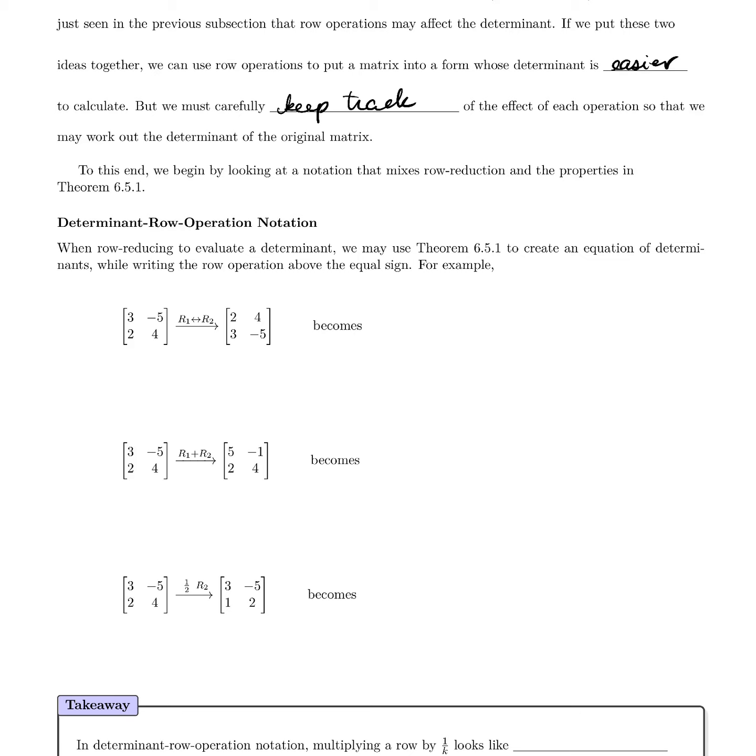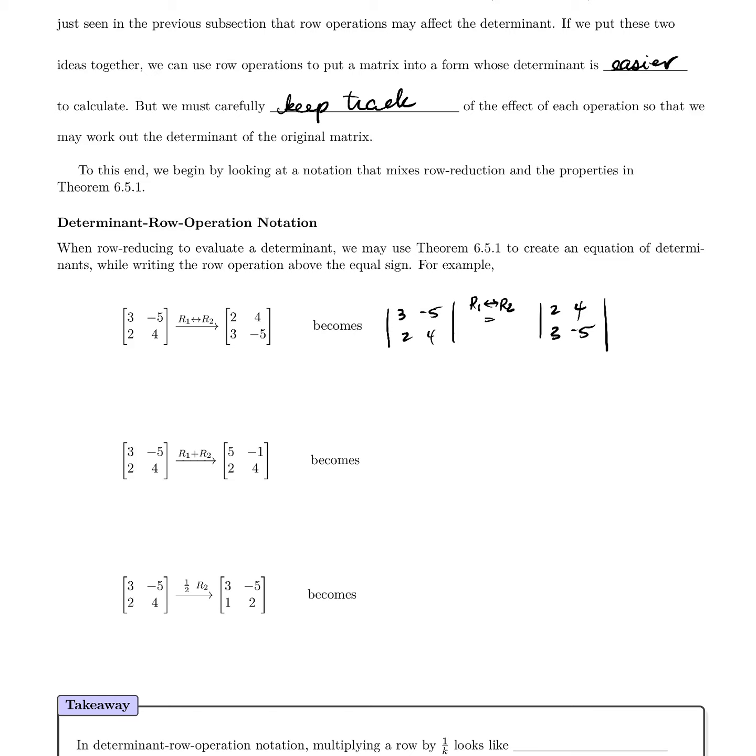So while row reducing to evaluate a determinant, we can use theorem 6.5.1 to create an equation of determinants while writing the row operation above the equal sign. For example, this operation here, if we want to write an equation of determinants, well, we'll write the vertical bars of the determinant, so 3, 5, 2, 4. We'll write an equal sign, and then we'll write the vertical bars of the next determinant. And if we remember from theorem 6.5.1, this equality is not right. First of all, I should write the row operation above the equal sign.